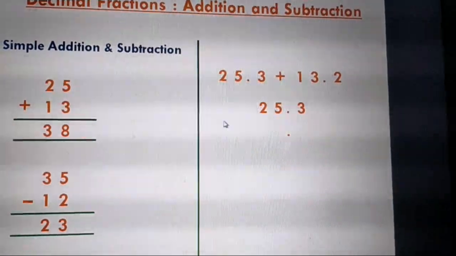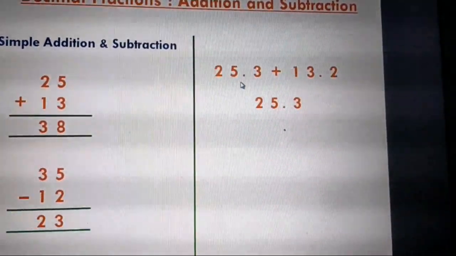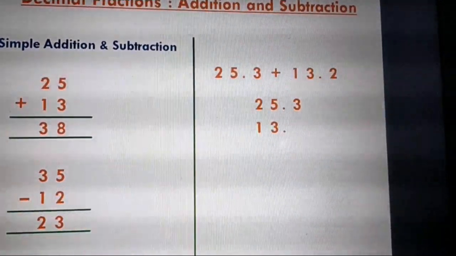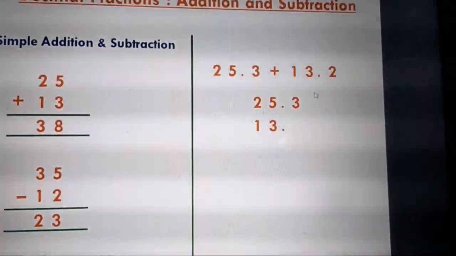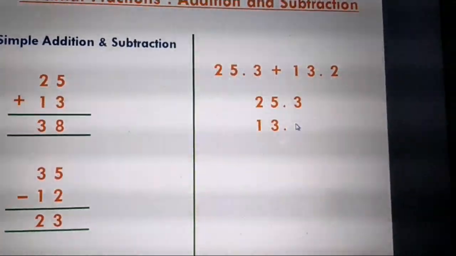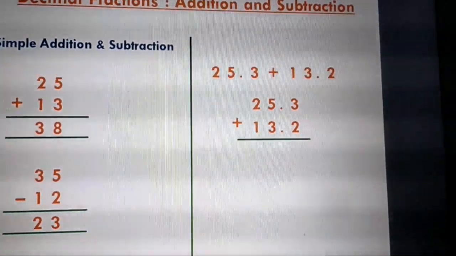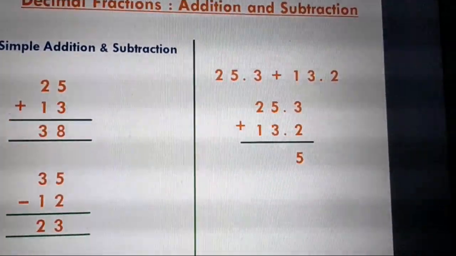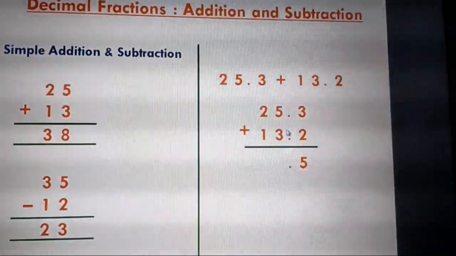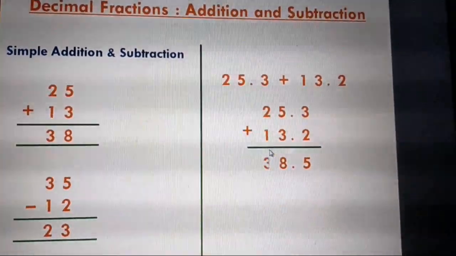Right? Then you write the numbers from the left side of the decimal. That is what? 3 and 1. First you write 3, then you write 1. And then towards its right, the number. Here we have 2, then you write here 2. Now the same rule for addition. 3 plus 2 is 5. Then put the decimal here. Then 5 plus 3 is 8, and 2 plus 1 is 3.